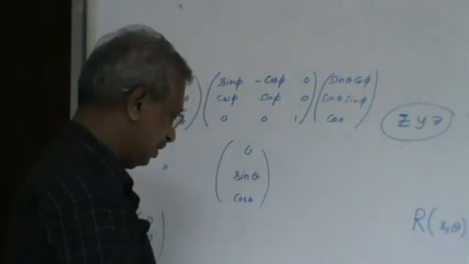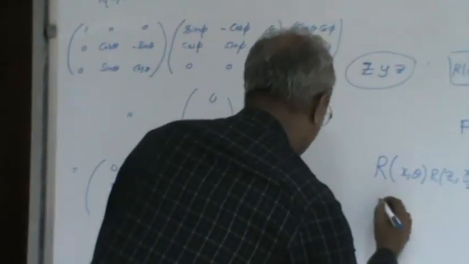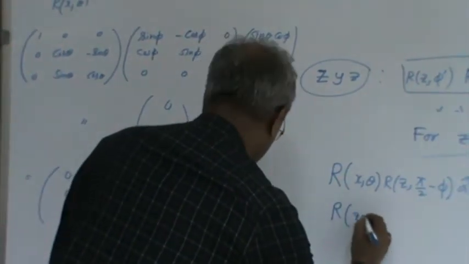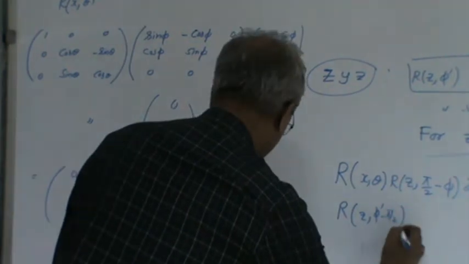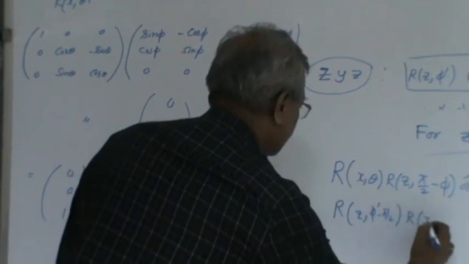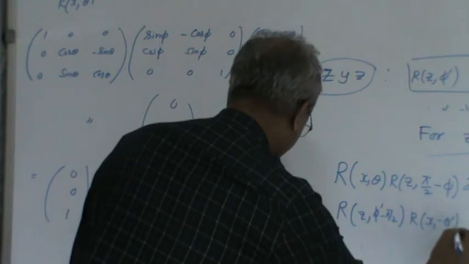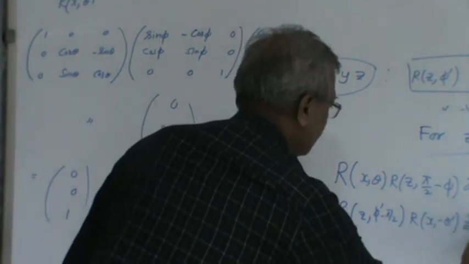Next part we want to do is R of z and phi prime, minus phi prime, and R of x and minus theta, phi prime. This acting on z.